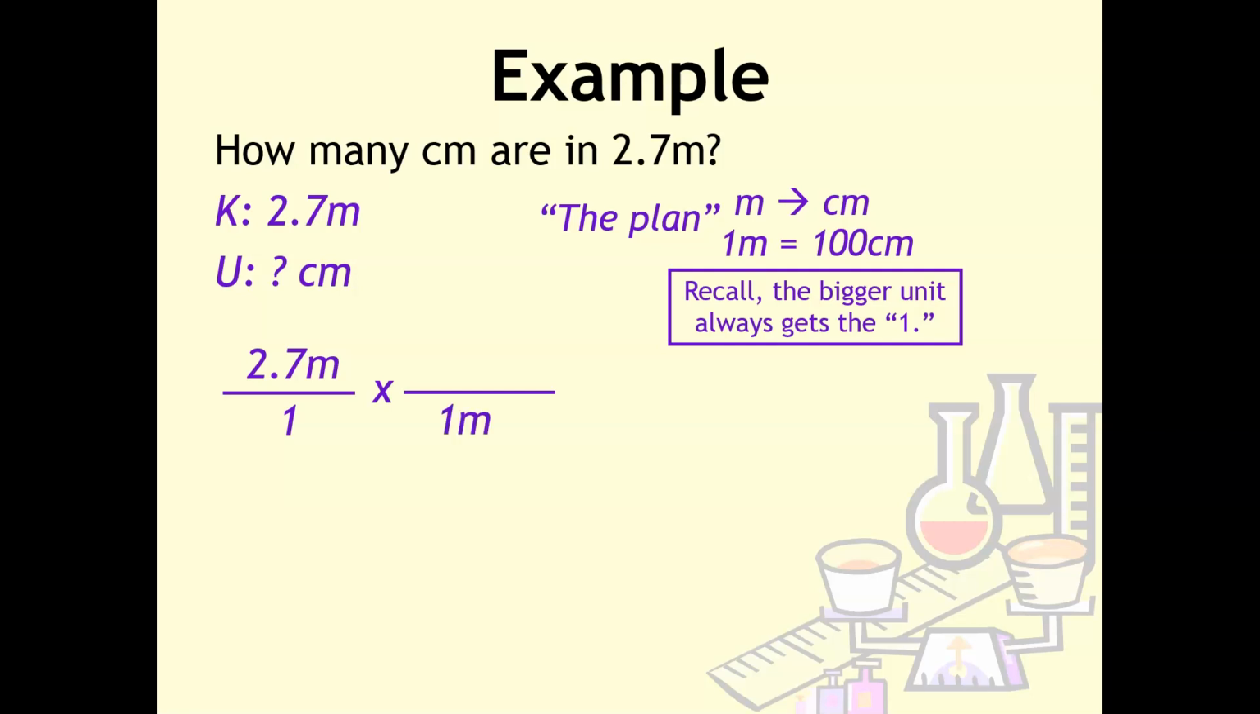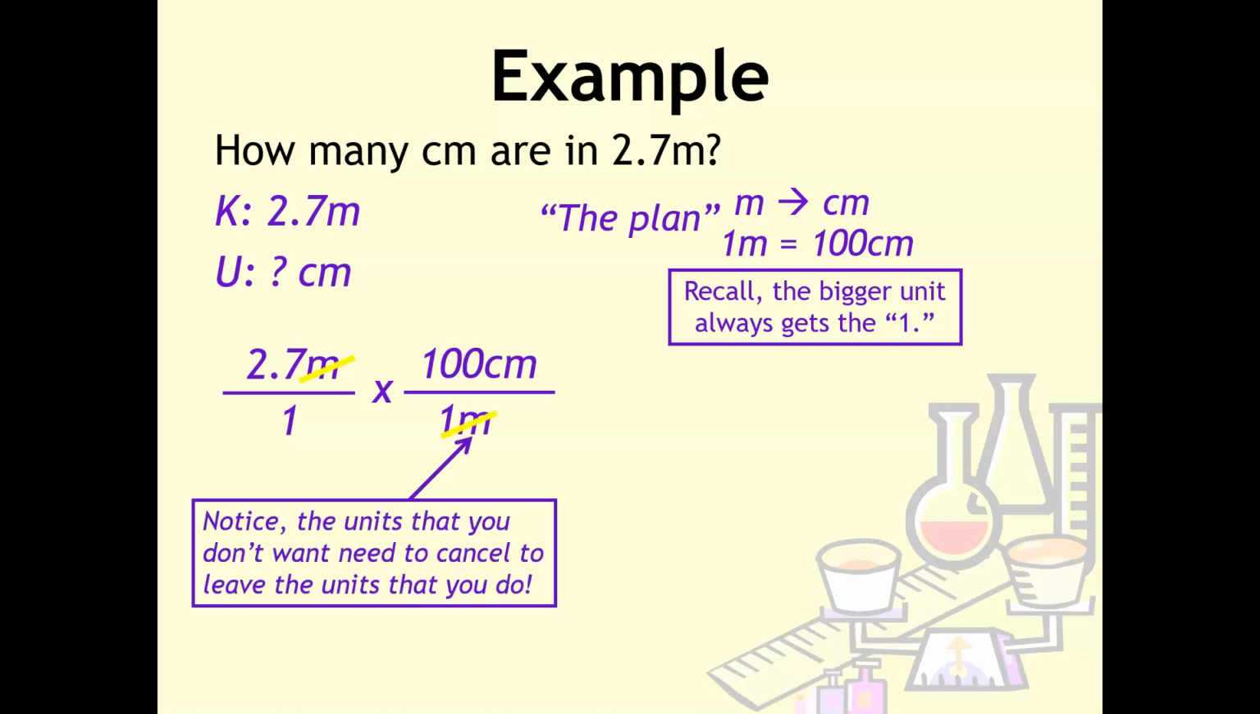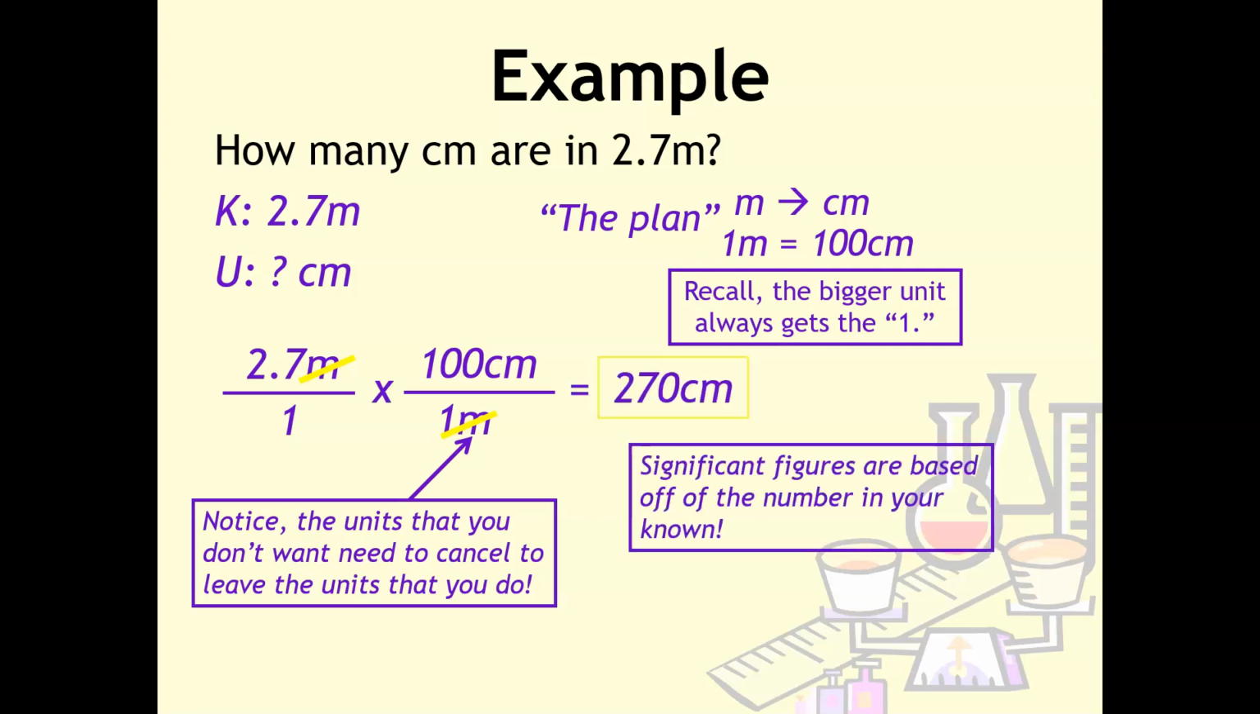And the reason why we do that is because we want those units to cancel. So if we have meters up there, that means meters has to go down there. So it has to go diagonal. And then on the top, that means that 100 centimeters is going to go on the top there. So notice meters over meters will cancel to leave the unit that you want, which is centimeters. So that means that I'm going to get 270 centimeters as my final answer. As far as significant figures are concerned, they're based off of the number that you start with.